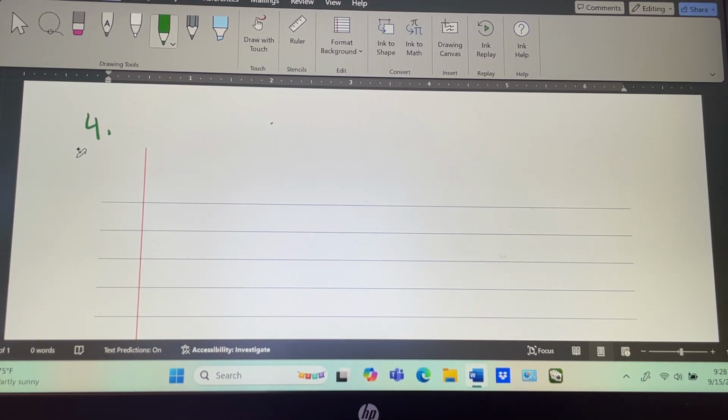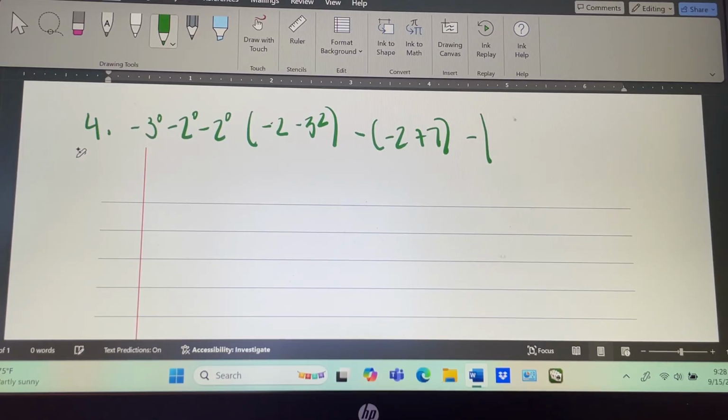We've got -3 to the 0 power, -2 to the 0 power, -2 to the 0 power, parentheses, -2 minus 3 squared, close parentheses, minus parentheses -2 plus 7, minus absolute value of -2 minus 3. All right, here's where your order of operations is crucial. So we're going to do parentheses first. So I'm going to bring these down.